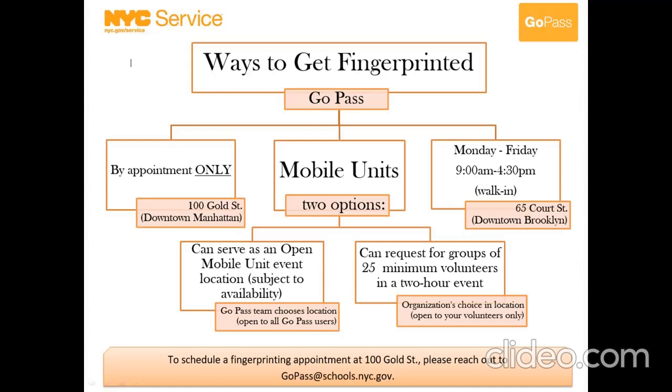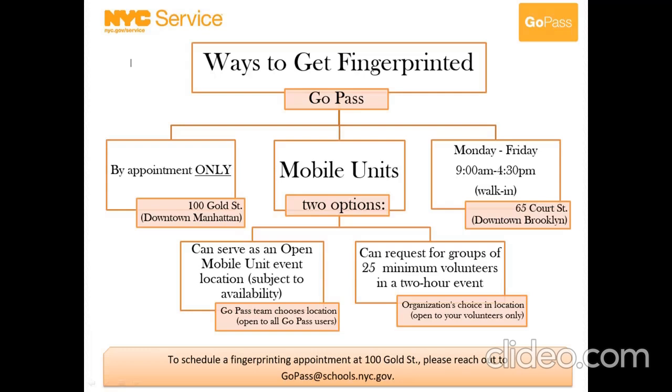The fingerprinting location at 100 Gold Street in downtown Manhattan is another common option. This location is available by appointment only, meaning to schedule a fingerprinting appointment at 100 Gold Street, you must reach out to the GoPass team in advance. If your organization is paying for the fingerprinting of your volunteers, please be sure to sort this out with the DOE team prior to the volunteer's arrival at any of these locations.